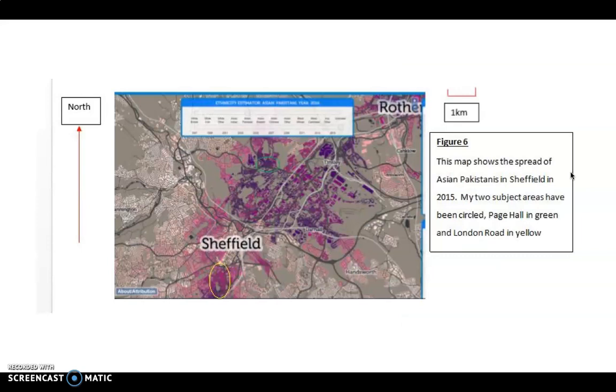Also, cartographic techniques can be analysis of secondary data. So this map here shows the spread of Asian Pakistanis in Sheffield, and they would have gone on and analysed that map as part of their work. You can see, I think here, this map starts to get a little bit messy. I can't see what that ethnicity table says. The north arrow and the scale just look a bit messy, and the areas marked on the map. Do try and keep maps as clear as possible, and just be careful when you're including them to make sure that they're really clear and you can see what they're trying to show.